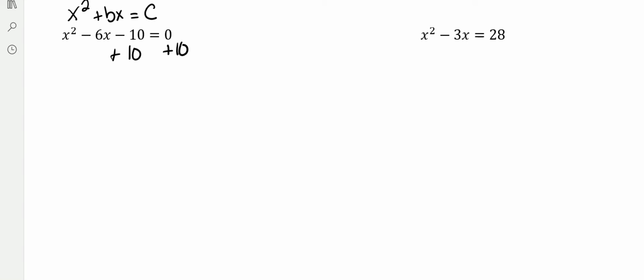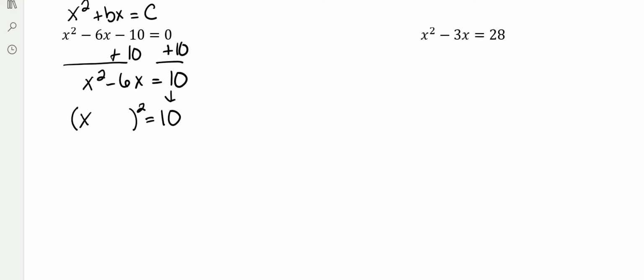So I'm going to add 10 to both sides. This gives us x squared minus 6x equals 10. Now, a lot of books make this super confusing. Some instructors make it super confusing, but let me break it down for you. All we're going to do is make a parentheses, square it. My variable is x. I'm going to put an x here, equals, and I'm going to bring down my 10.